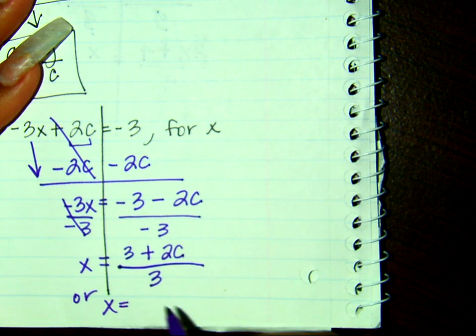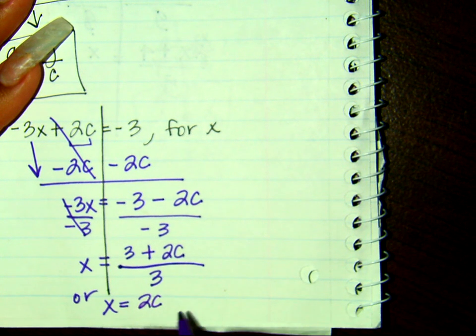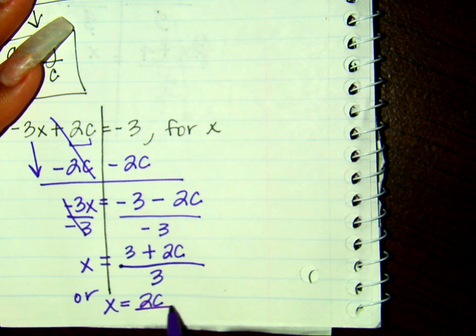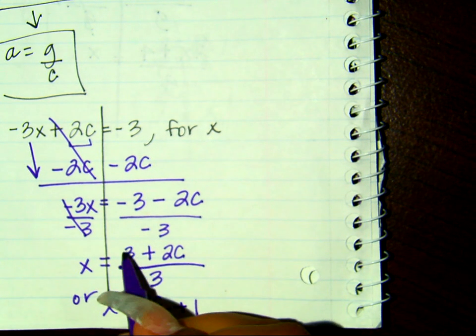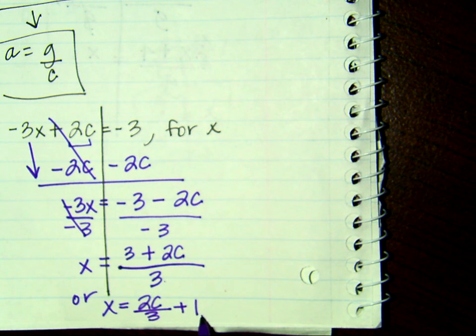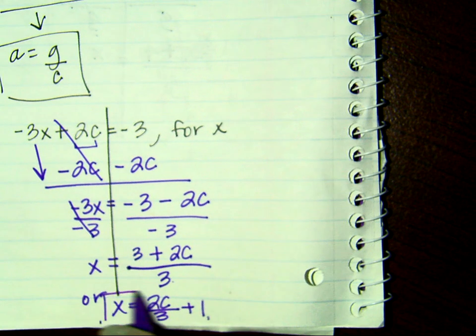x equals 2c over 3 plus 1. And how did I get that? Because 3 divided by 3 is 1, and then 2c over 3, we cannot simplify that. We have to leave it just like that.